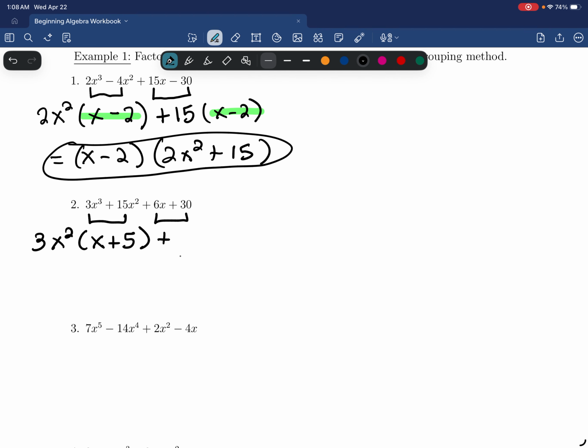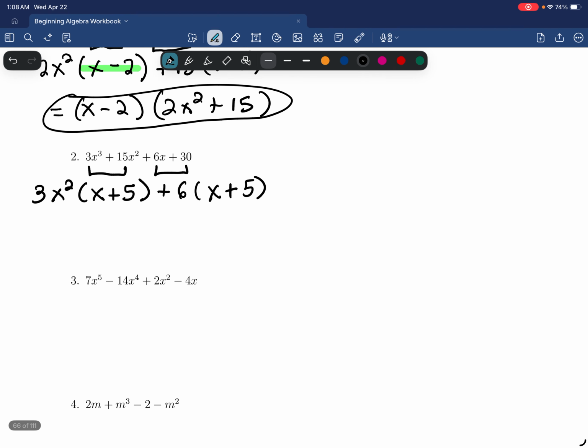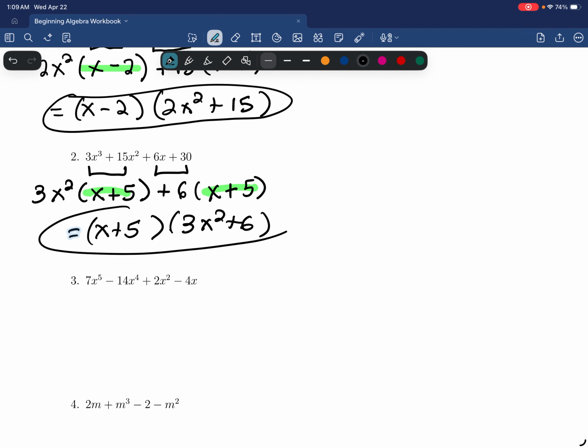And then here, with the second 2 terms, I can factor out a 6. So in the inner part, we're going to get x plus 5, because 30 divided by 6 is 5. And now, these 2 binomials here, they match, which is good. That's what we want. So now let's just go ahead and rewrite these as a product. So we're going to have x plus 5 times 3x squared plus 6. And that's your final answer.